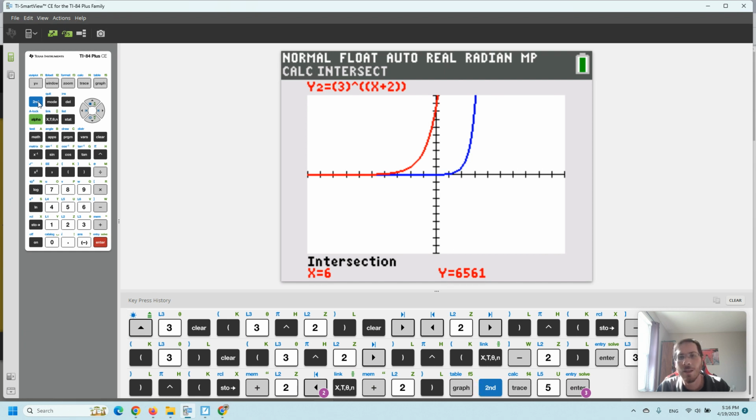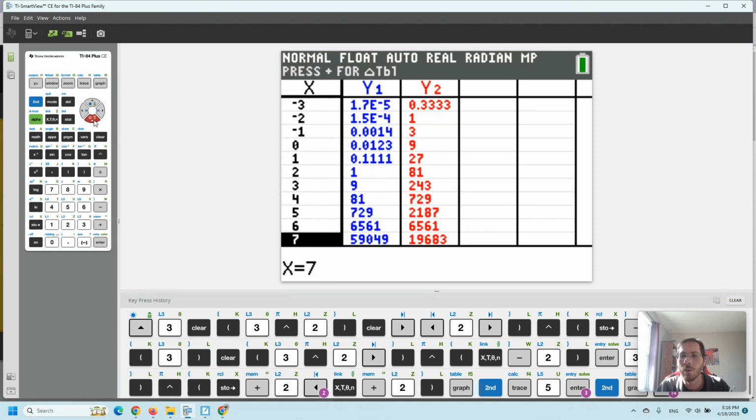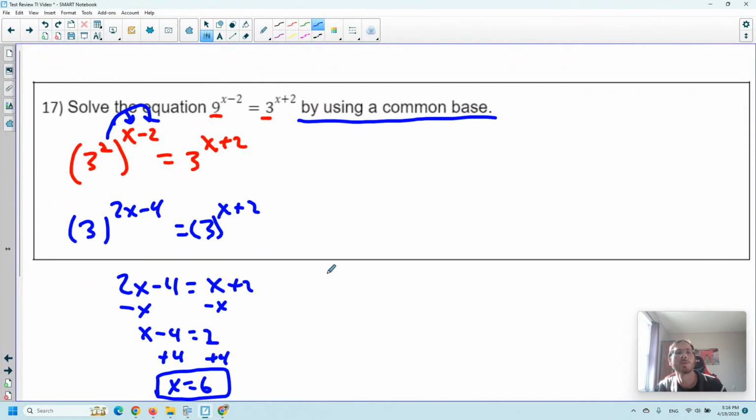Even though I can't see it, I'm going to trust. If you don't trust, we can come to the table. And this time it's a little bit easier to use the table rather than zooming out. We can see that the two y values are the same there. So since those two y values are the same, that's definitely where they cross. So there we go. So we get x equals 6.